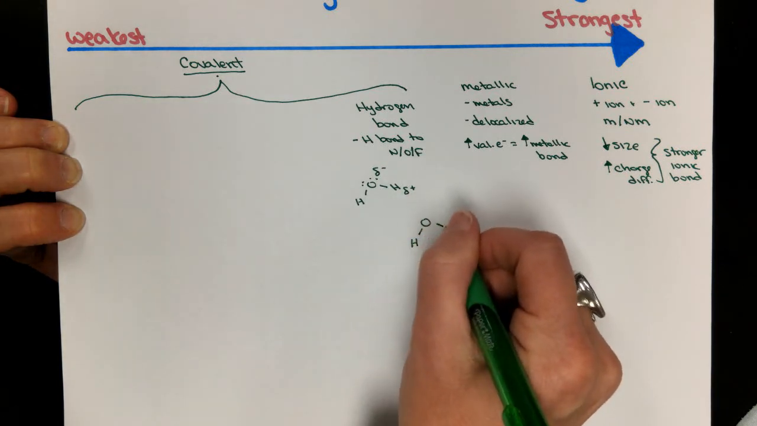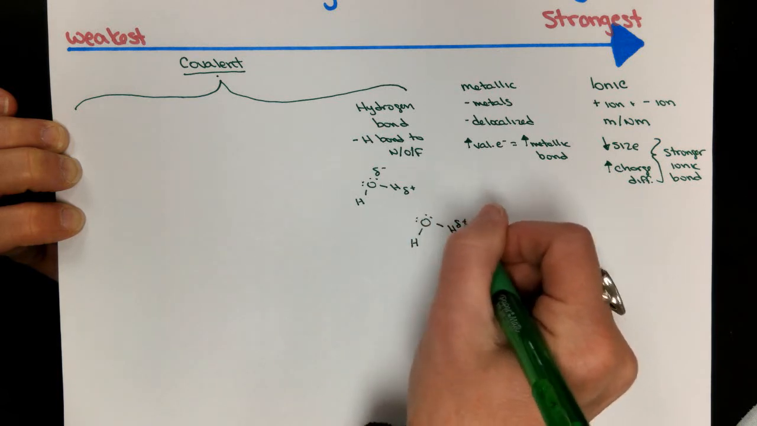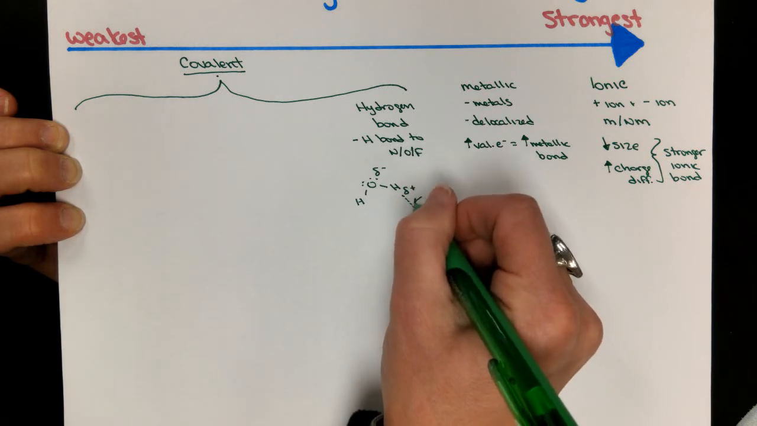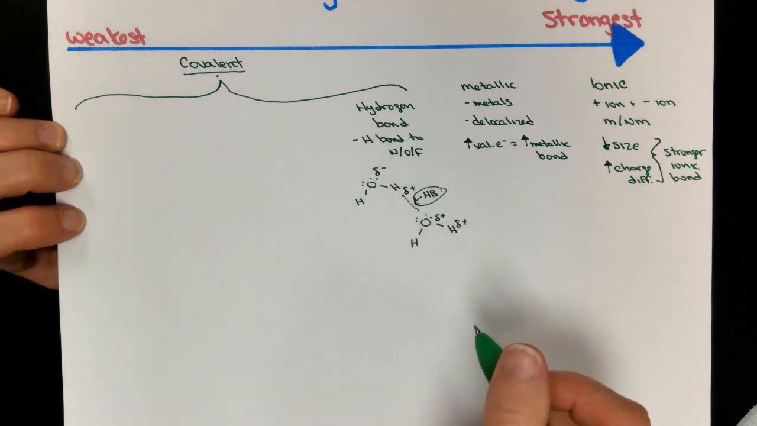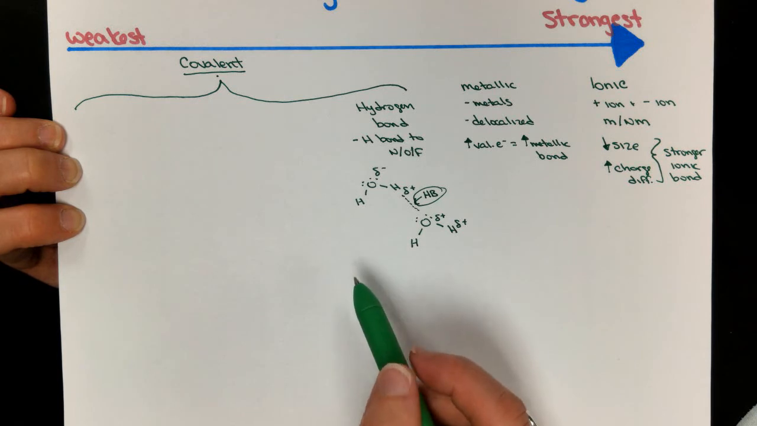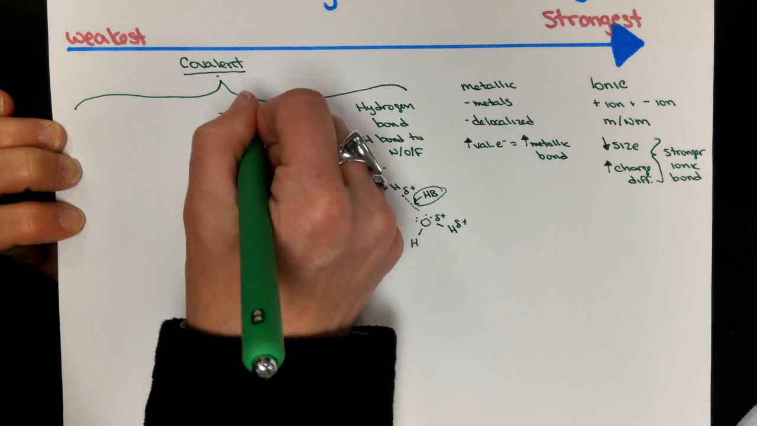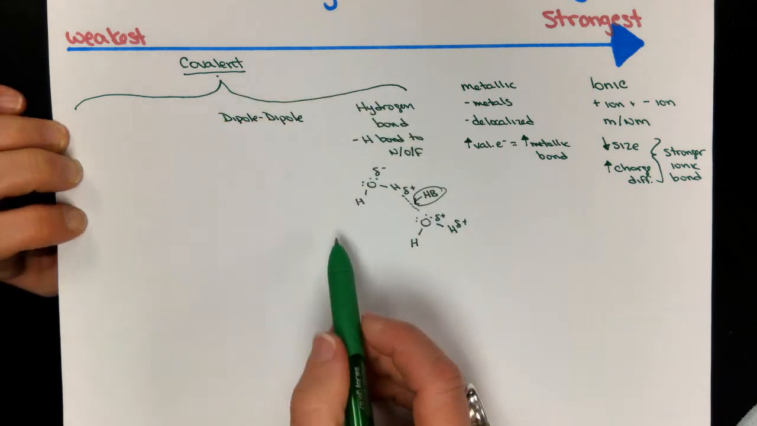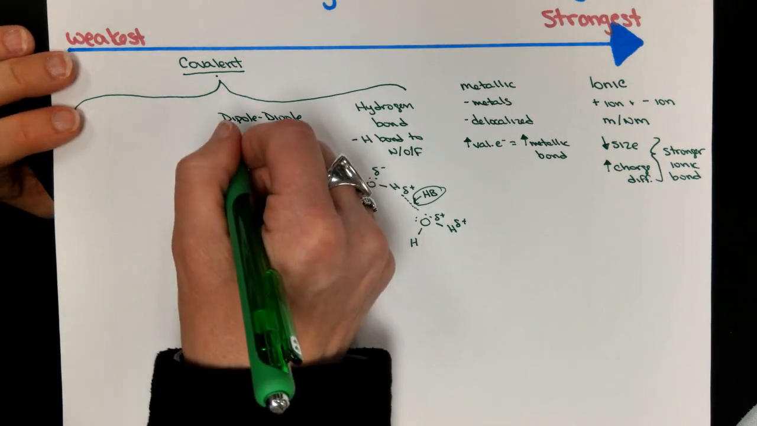We have to draw a second water molecule so that we can show this attractive force here. That is our hydrogen bond. Okay? Our next strongest intermolecular force in covalent molecules was those dipole-dipole interactions. Now, with dipole-dipole interactions, those are found between polar molecules.